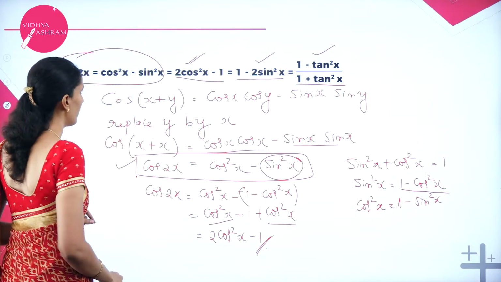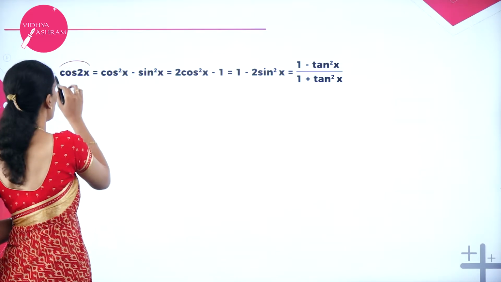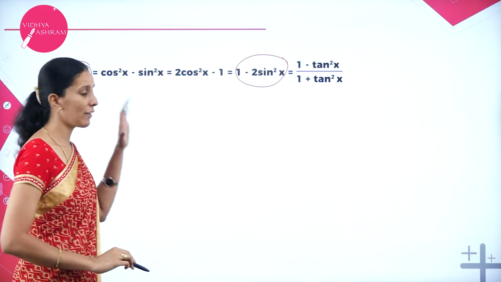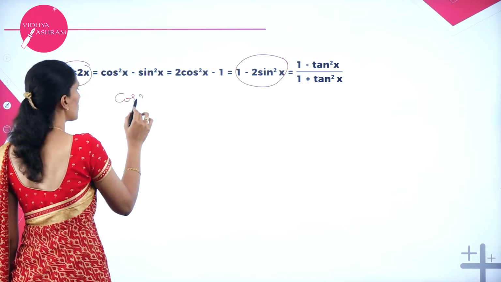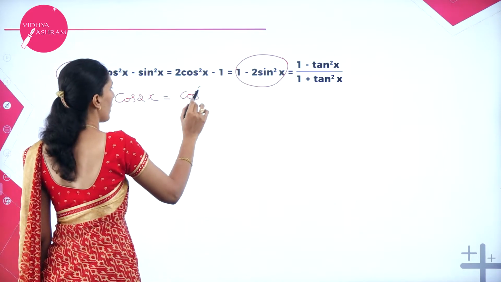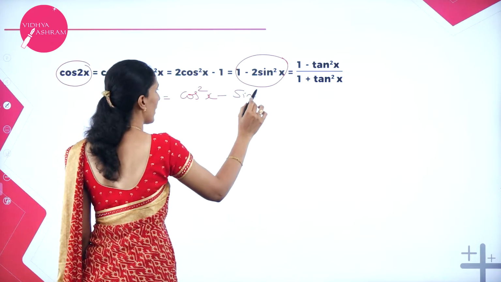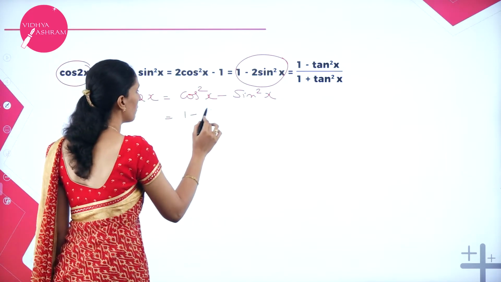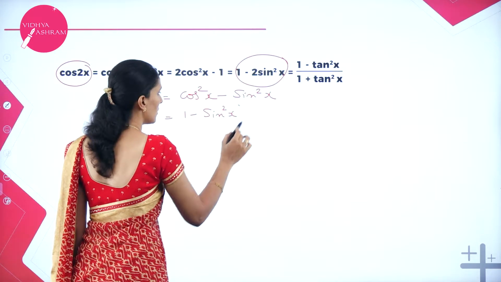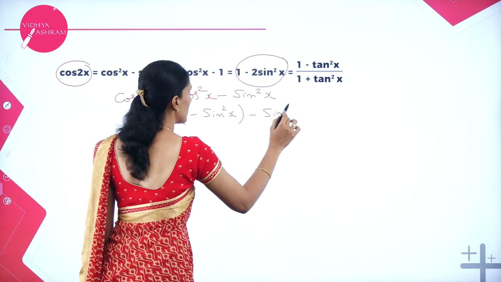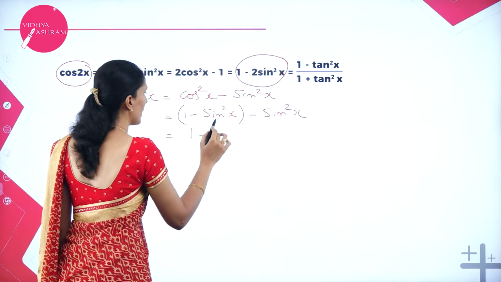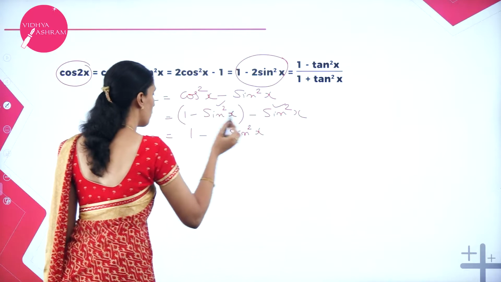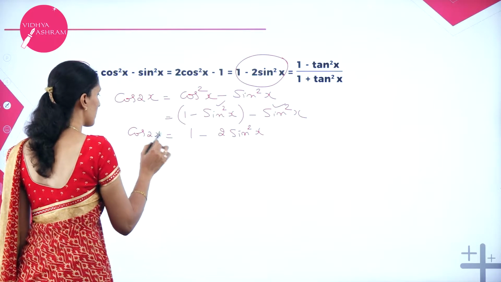Now I'll take the third one. So now I'm going to prove cos 2x equals 1 minus 2 sine square x. What is the basic formula we got? That is cos 2x is equal to cos square x minus sine square x. So instead of cos square x, replace it with 1 minus sine square x, minus sine square x. So now we will get 1 minus 2 sine square x. So this is one more identity of cos 2x.